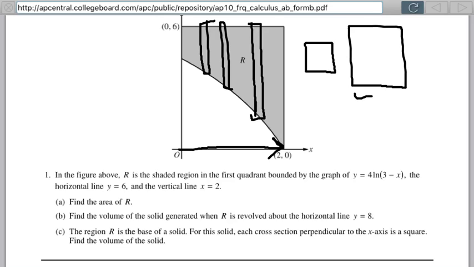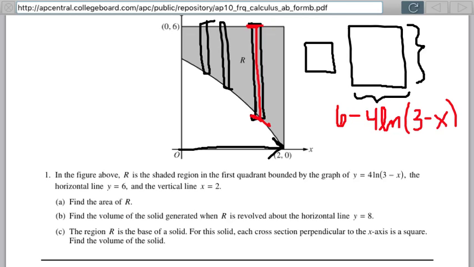We just need to know the length of one side of the square. If we know the length of one side, the area is simply that side squared. So think about what the length of this square is. In this problem, it's simple. It's that top curve, which is 6, minus that bottom curve, which is simply 4 times the natural log of 3 minus x. So that's going to be the length of each side of my square: 6 minus 4 ln(3 minus x). So now I know the area of that square is simply the length, I'm going to label it S, the length squared. So now let's set this up as an integral.